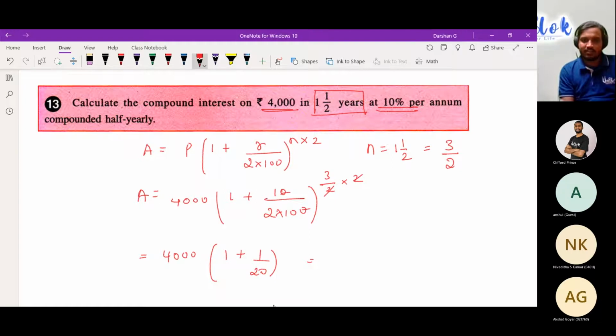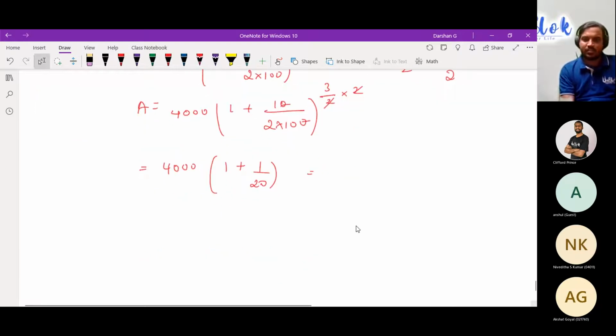That's wrong. Any other answer? Nivedita, any answer you could get? Is the amount 4,630 and 50 paise? Yes, 4,630. Can you help me with the calculation? So 4,000 times 21 by 20, right? So 10 and 10 are gone, and two hundreds are left. So it is 200 into 21. So please see where you went wrong.